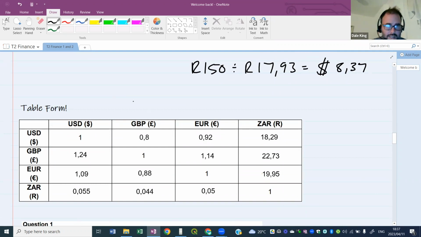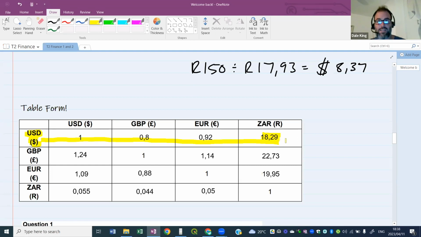Okay, so let's see how this table works. On the left here, we've got currencies. We've got US dollars, Great British Pound, Euro, and South African Rand. And on the top, we've got the same currencies: dollar, pound, euro, rand. Let's learn how to read this table. You read from the left. If I want to know how many rands for US dollars, I say one on the left, one US dollar, and then I go across to the rands. And you'll see over here, one US dollar gives me 18,29.